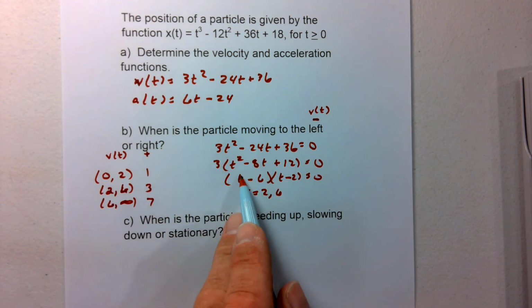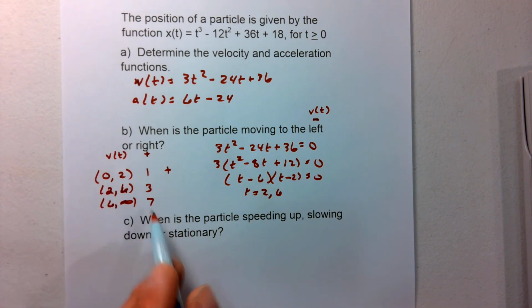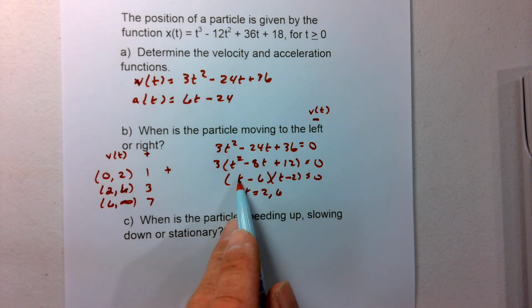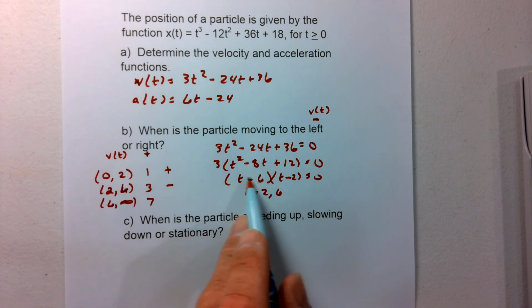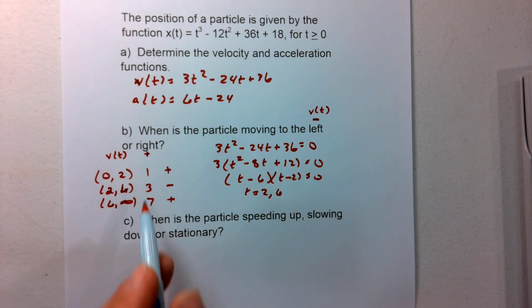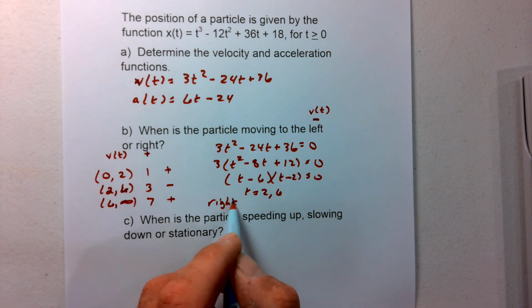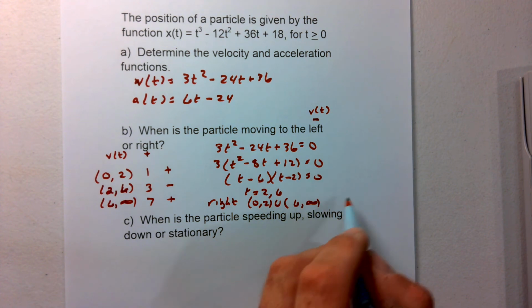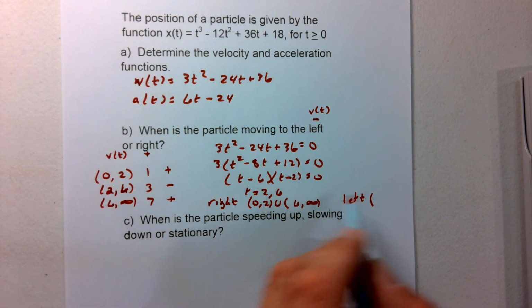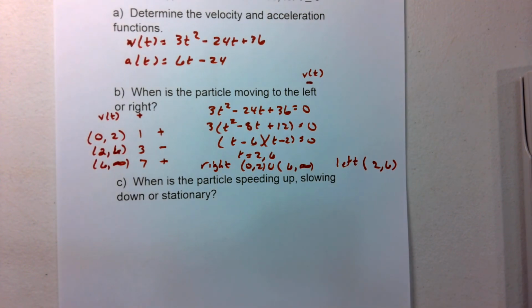I'm going to go ahead and plug those in to see if I get a positive or a negative value. If I plug in 1, I get 1 minus 6, it gives me a negative, times a negative, so it's positive. Plugging in 3, I end up with a negative times a positive, or a negative, and 7 gives me a positive times a positive. So I'm moving to the right on the interval 0 to 2 union 6 to infinity. Left from 2 to 6. Then it asks us, when is the particle speeding up, slowing down, or stationary?